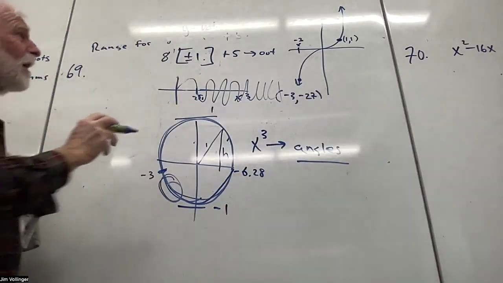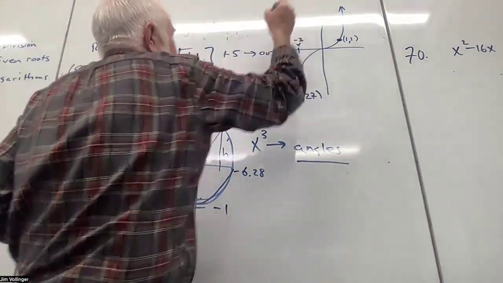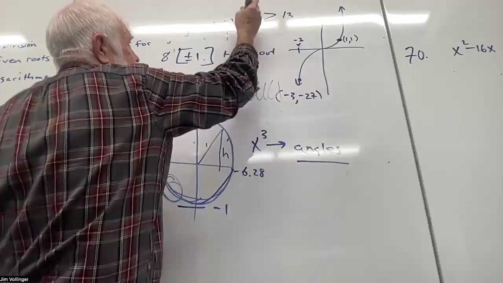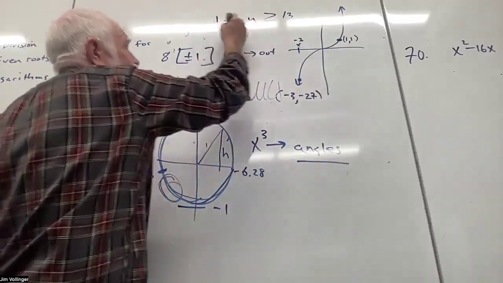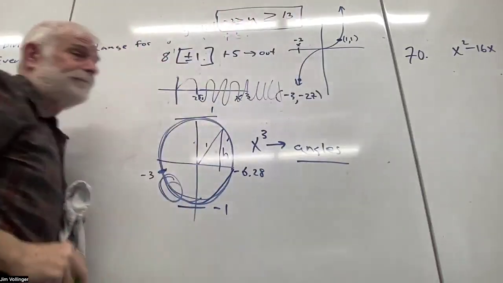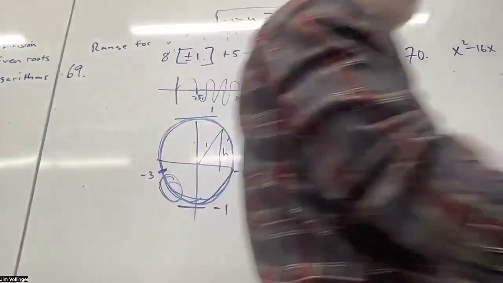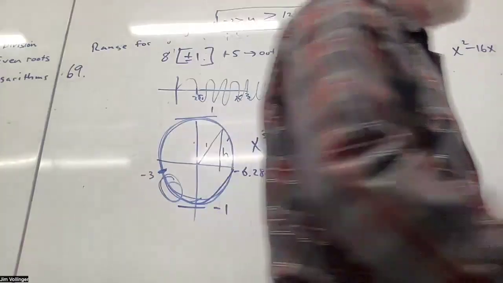So what's the biggest number I get out of this? 8 plus 5, 13. What's the smallest I get out of this? -3. There's your range. It's a conversation you have to have. You have to what? You have to broaden your horizons.